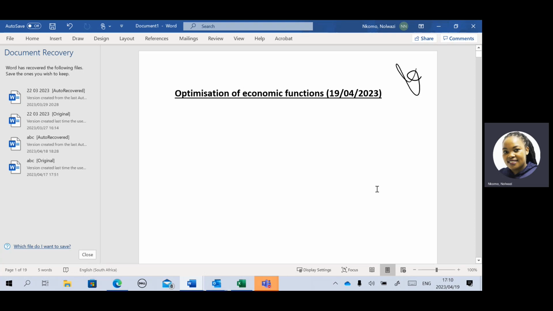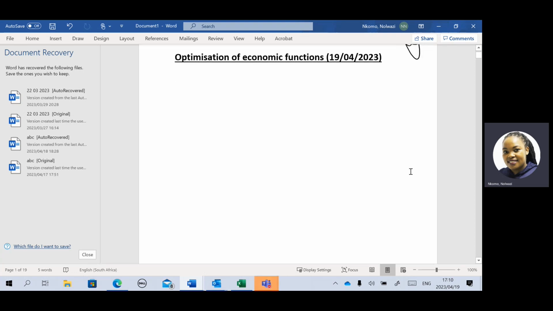Today's session will be on optimization of economic functions. In one of our previous chapters, we looked at the turning points of nonlinear functions, and we found them where the derivative is equal to 0, that is, where f prime of x is equal to 0. We then determine the nature of our turning point using the second derivative test.